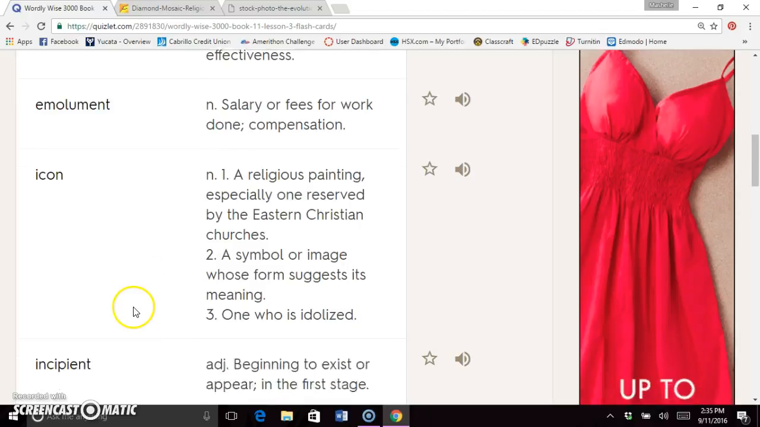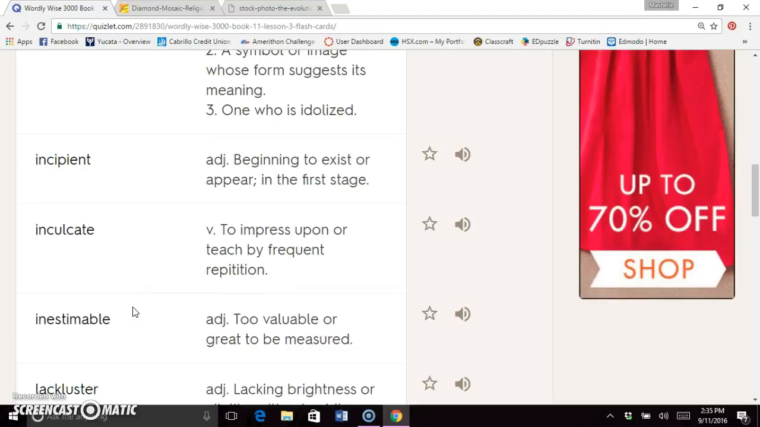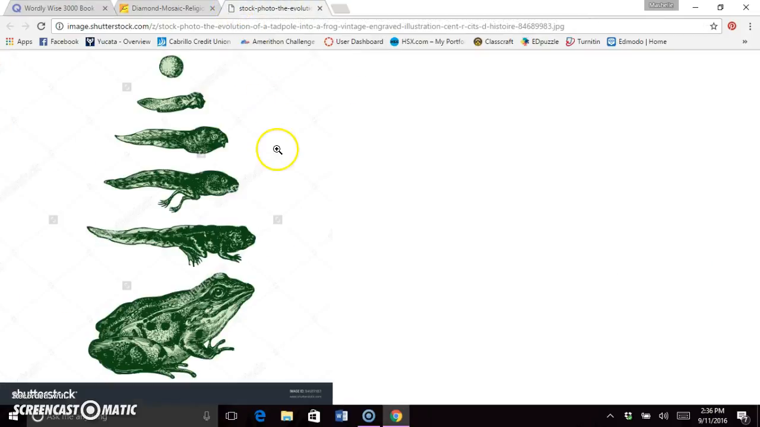Okay, incipient is an adjective, beginning to exist or appear or in the first stage. So something, and it's an incipient stage. So if we look at the transition here of a frog, the idea of the egg is its incipient phase before it goes to a tadpole and moving up through the different stages before it actually becomes a frog. So this egg is its beginning stage or its incipient stage.